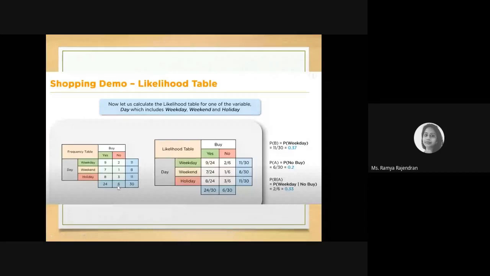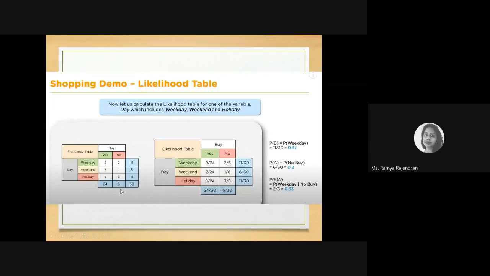Out of the 30 data points we have, 11 purchases happened on a weekday, 8 on a weekend, and 11 on a holiday. So we are trying to compute the likelihood table for day and buy. Here the summation is 24, and the likelihood for a weekday and a person buying a product is 9 by 24. Here the summation is 6. So 2 by 6, 7 by 24, and here 1 by 6, 8 by 24, 3 by 6.